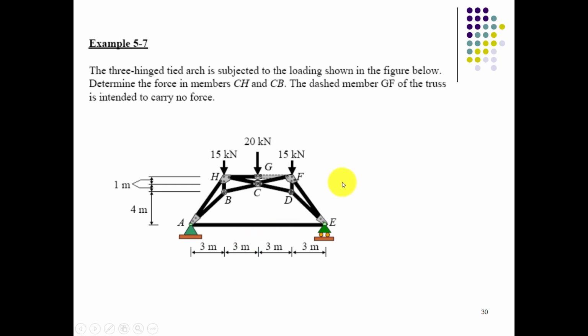This was a lecture on arches, on three hinge and circular arch. Hope you have learned a lot from this lecture.